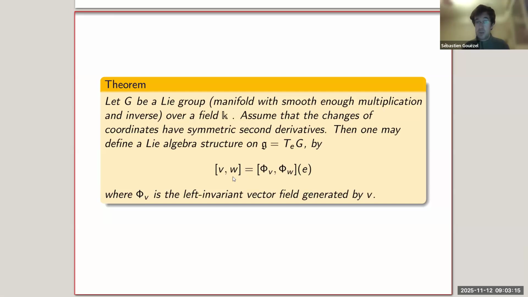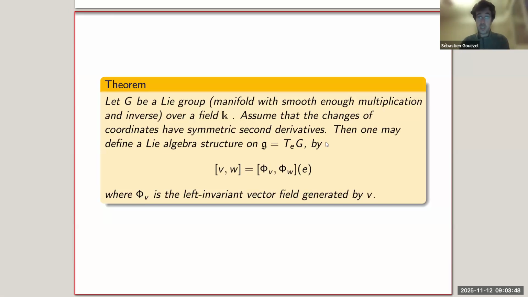And why is that so? Because Lie brackets of vector fields always satisfy this property. This is completely formal. You can just check them in, say, vector spaces using the explicit formula for the Lie bracket I've written on the previous slide. So, of course, I wrote on the previous slide that the Lie bracket of vector fields is well defined when changes of coordinates have symmetric second derivatives. So that's still an assumption in the theorem.